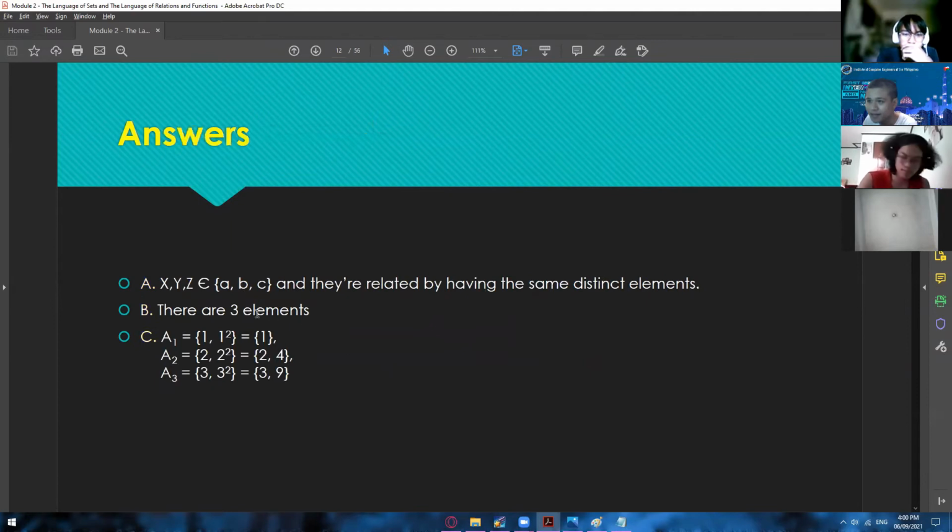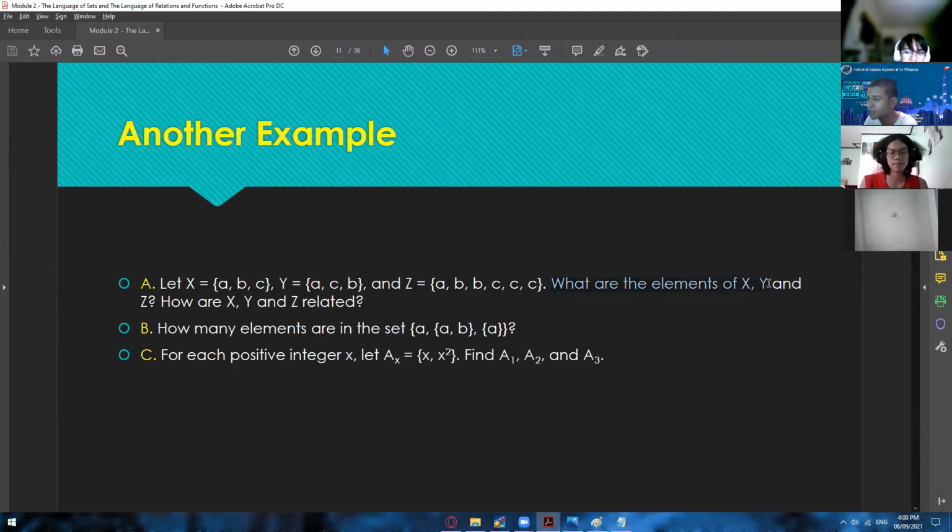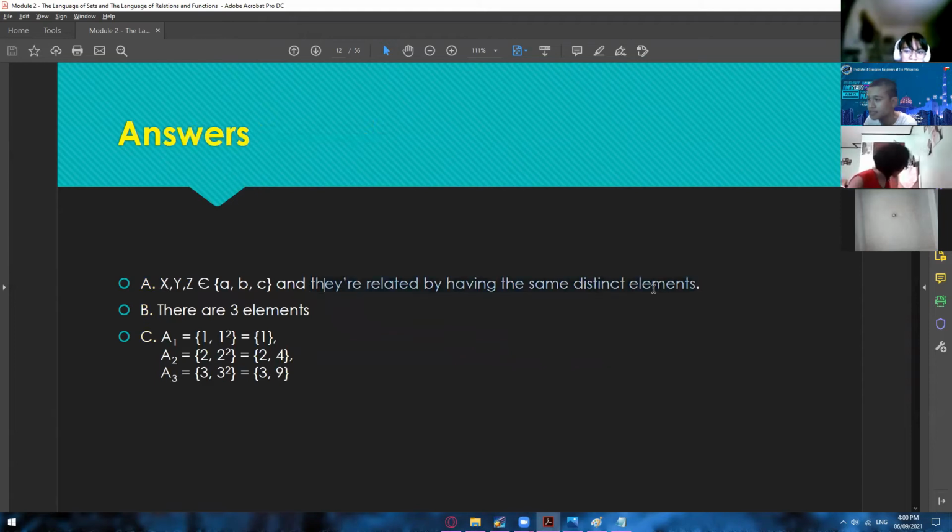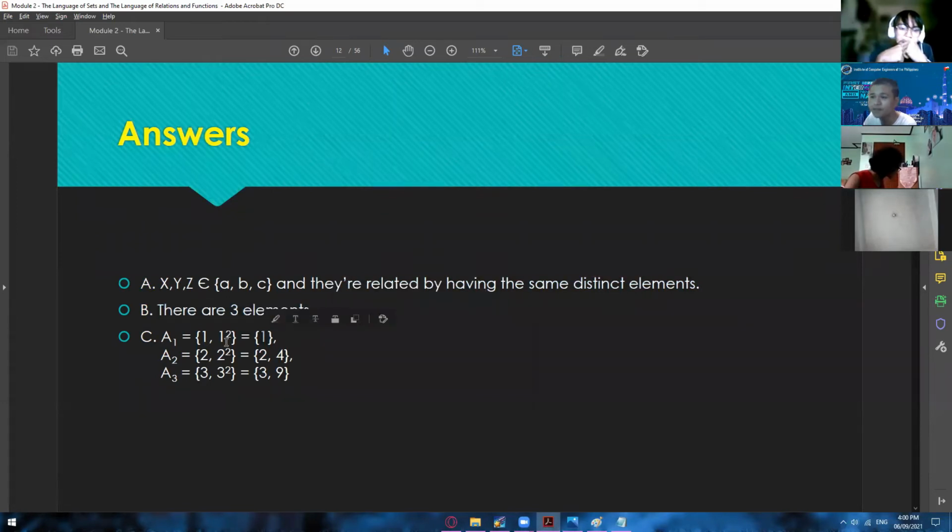So here are the answers for those examples. Here is the answer for the first question, here is the answer for the second question, then the answer for letter B, and here are the answers for A sub 1, A sub 2, and A sub 3.